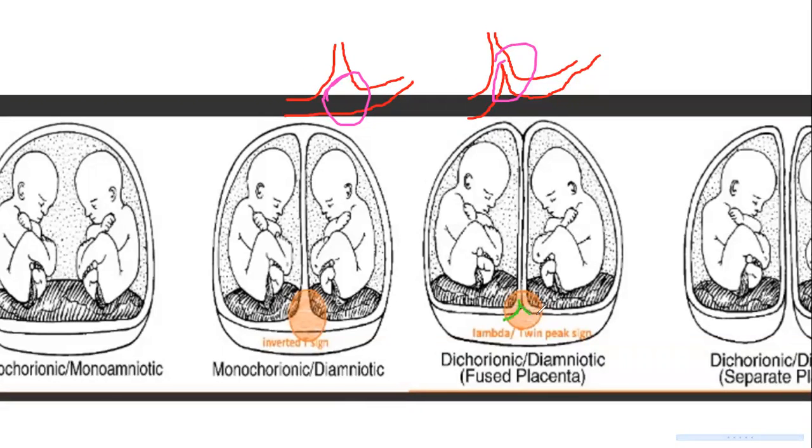It's fused, there is nothing here. But whereas in inverted T sign, you can see there is a gap. You can see a T is being formed here, whereas it's fused here. Like this and one more on it. So lambda sign, twin peak sign, and inverted T sign. If you solve a few image based questions, then it will be more clear, and it all depends upon your practice.